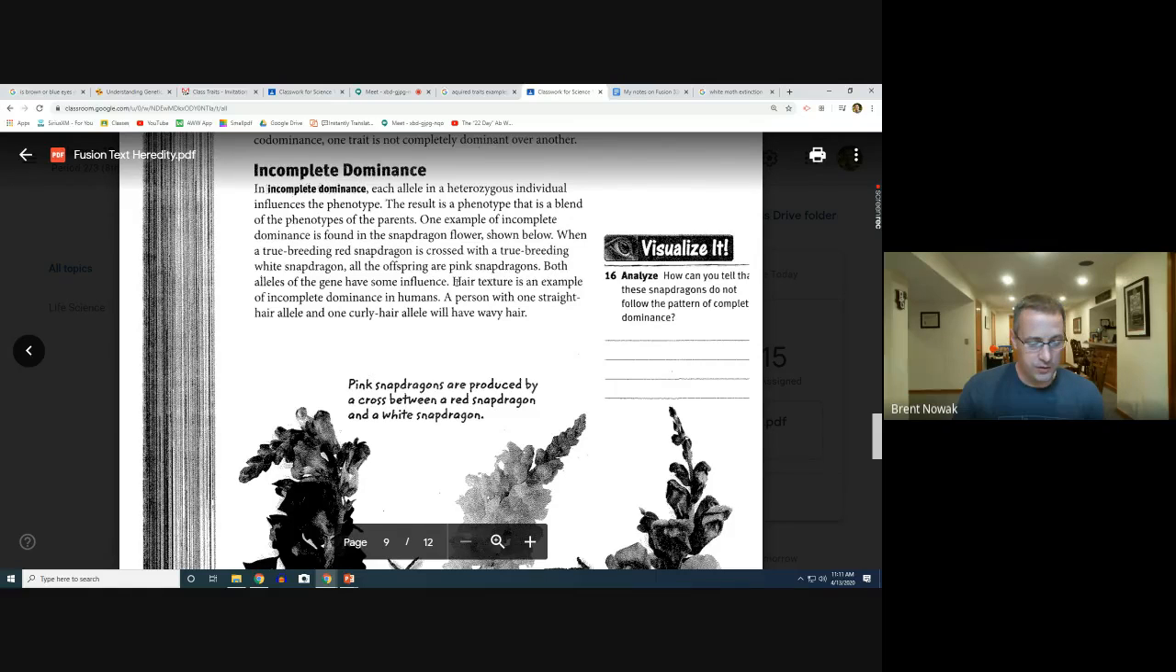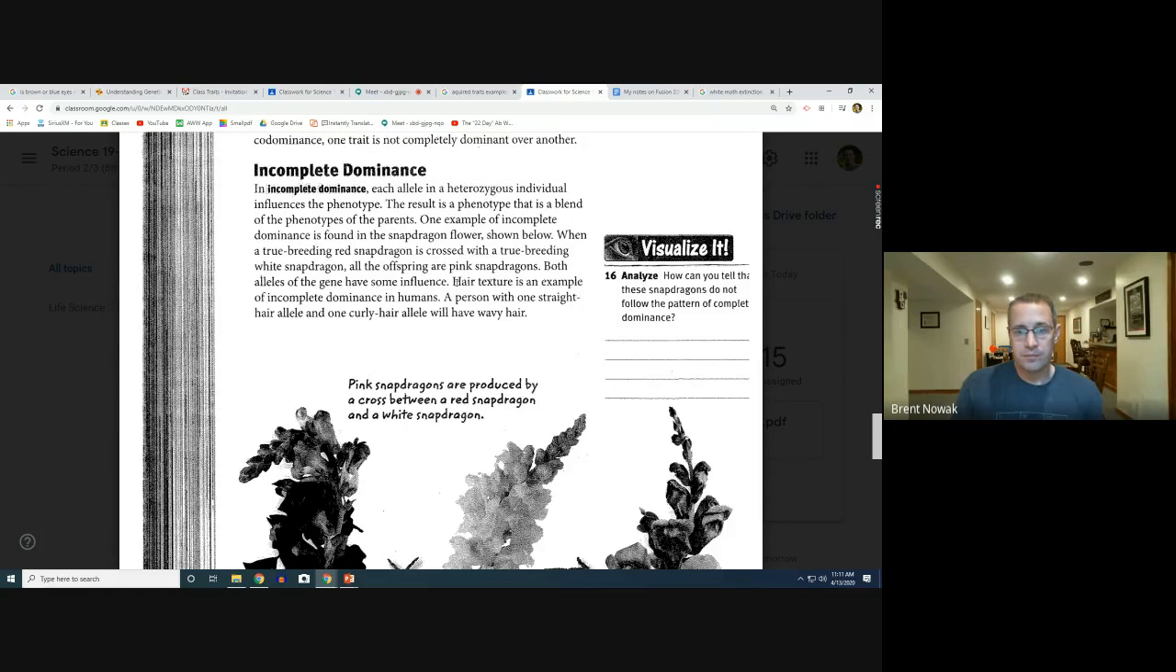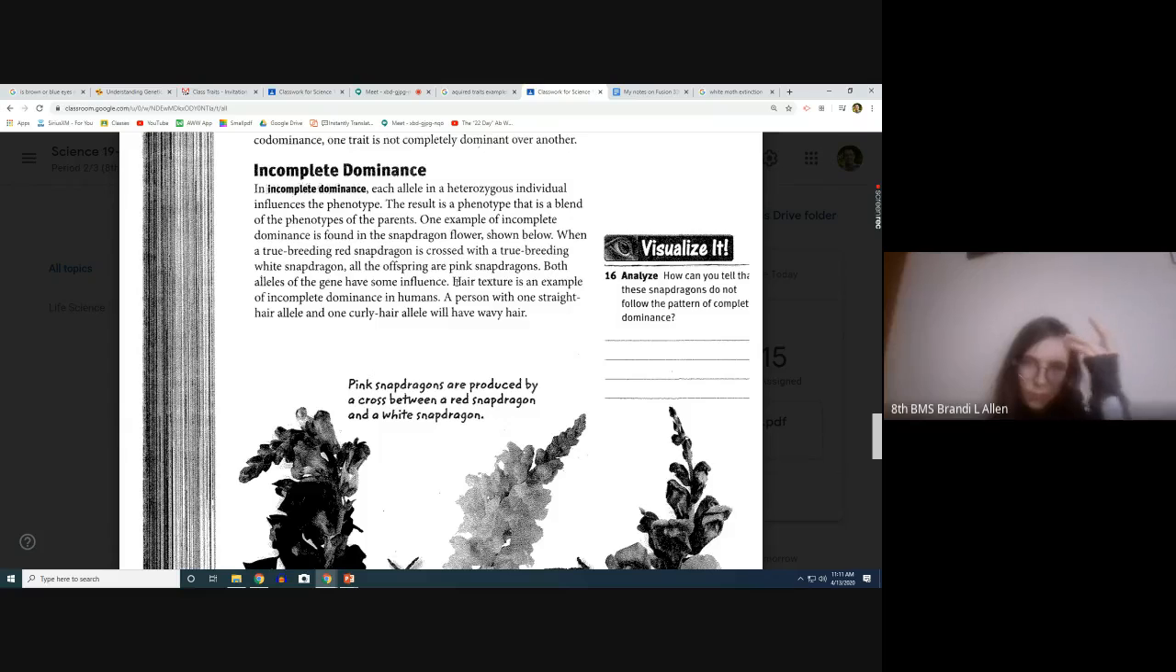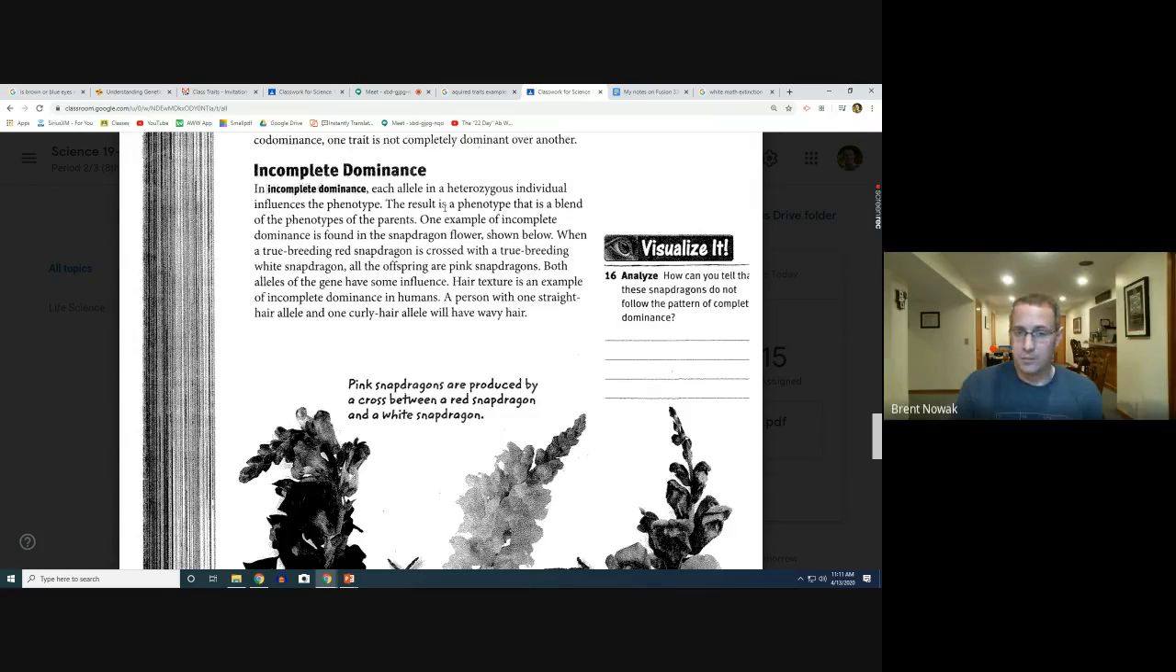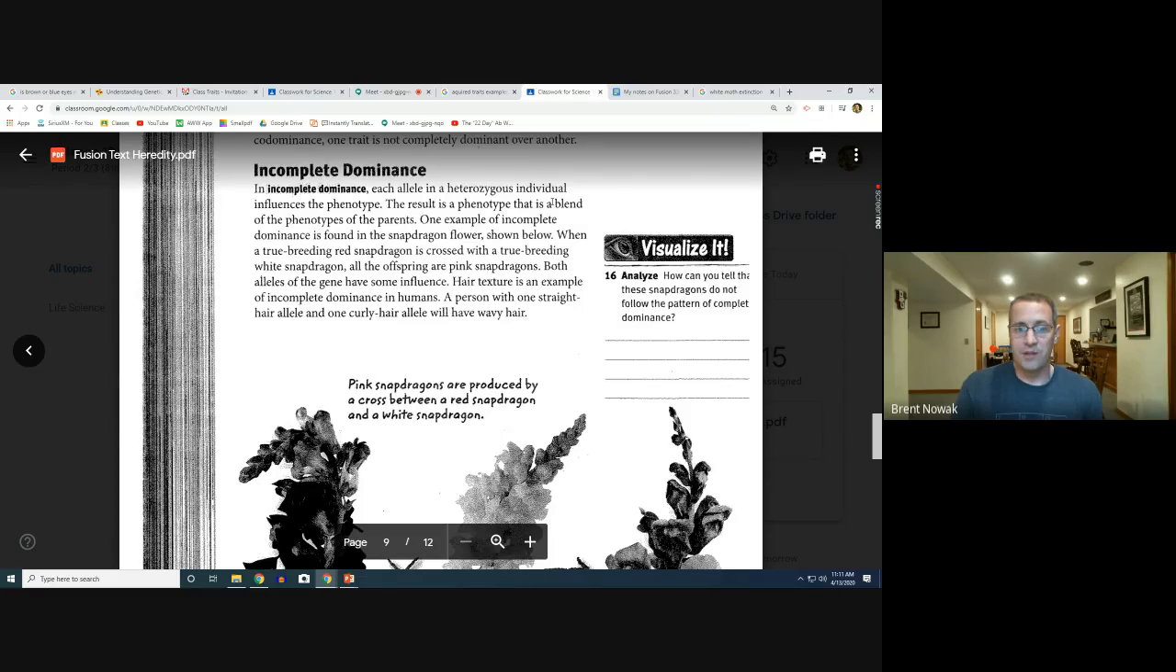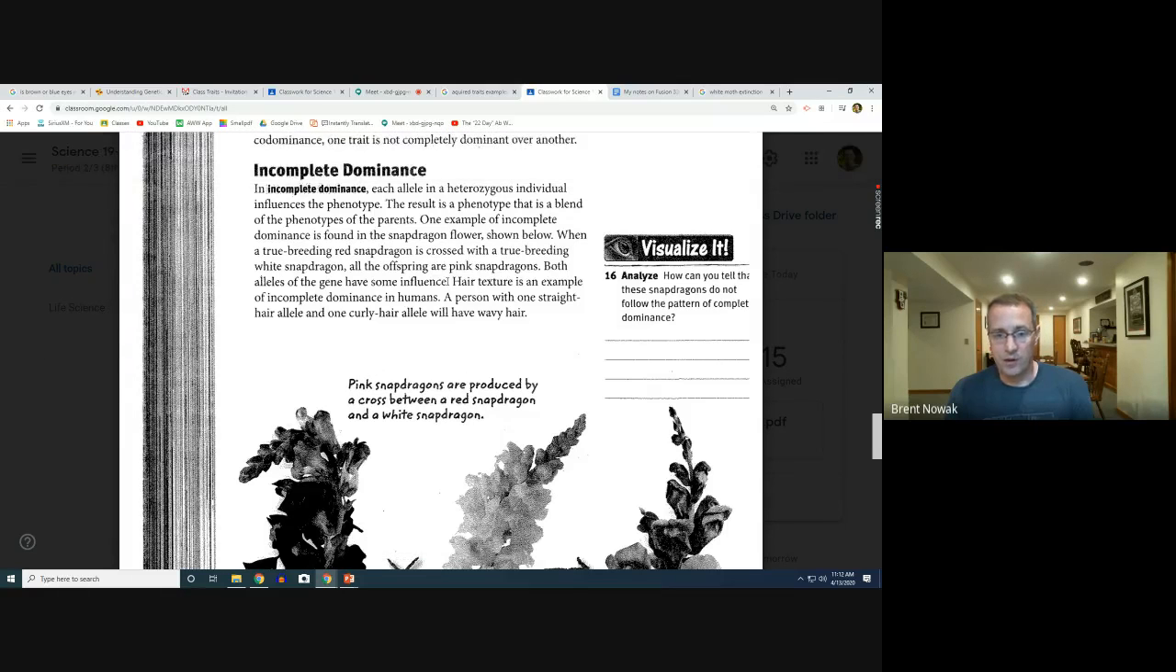What is important from this paragraph? That the phenotypes can combine. And the second sentence, the result is a phenotype that is a blend. Incomplete dominance is a blend. Then they give the example of flowers, and they also give the example of the hair.